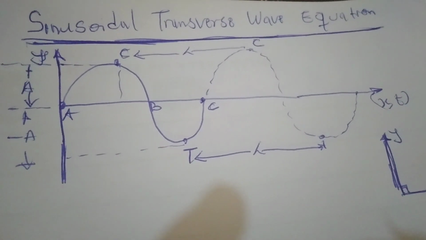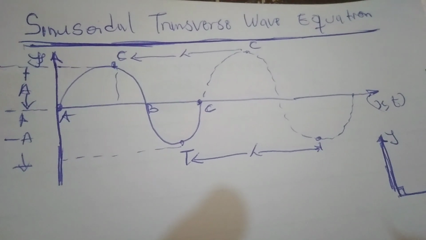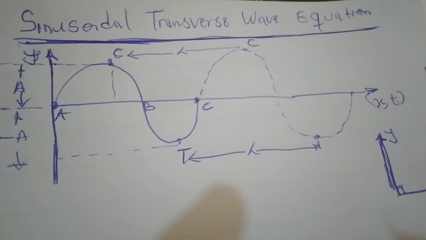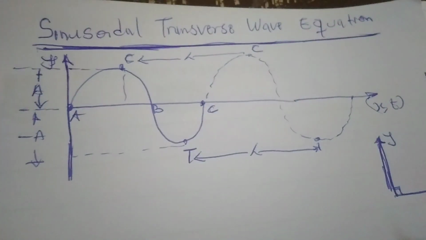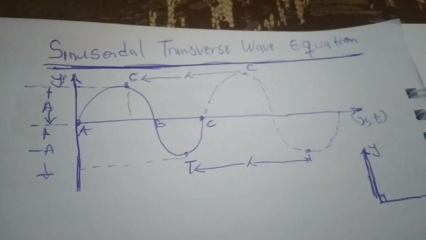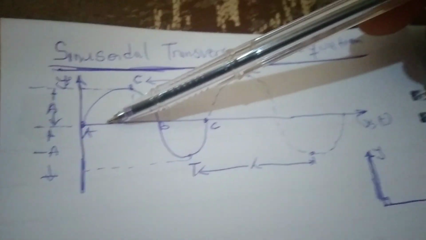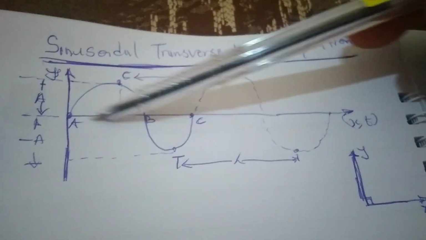Like I made an introduction the other time, we want to derive the sinusoidal transverse wave equation. And like I said, we should have the background of what a wave is all about. We can think about dropping a stone into a still water surface. Let's say this is a water surface that has not been disturbed initially.